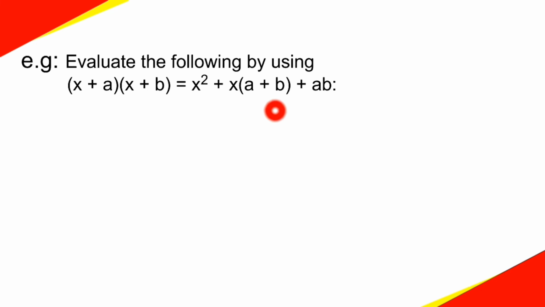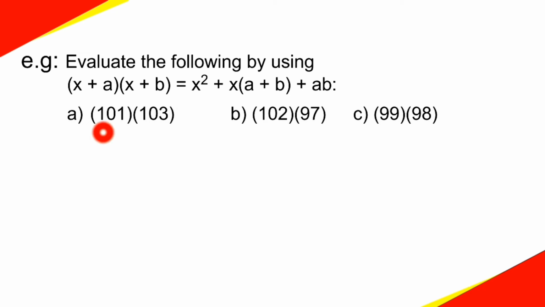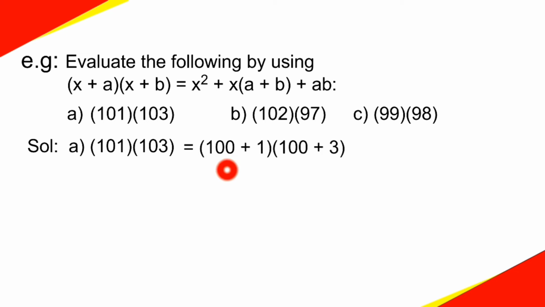Example: evaluate the following by using x plus a into x plus b is equal to x square plus x into a plus b plus ab. Option A, 101 into 103. Option B, 102 into 97. Option C, 99 into 98. Now we are going to solve the first one, that is option A, 101 into 103. How can you expand this? Can you write it in the expanded form? Right, very good. That is 100 plus 1 into 100 plus 3.